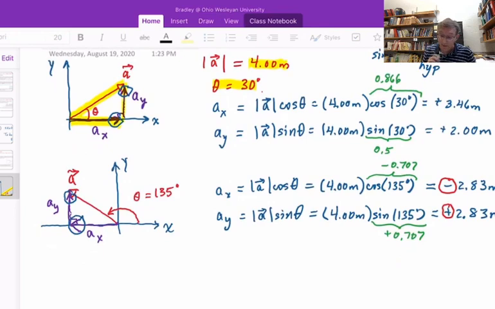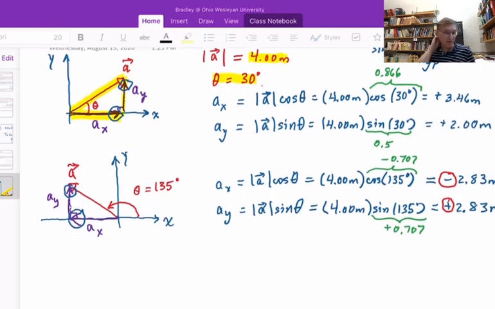In fact, it's the way I'm going to do most often, but I want you to be aware of the first way I just showed you. What if you have a situation where the vector doesn't lie in quadrant 1, quadrant 2, 3, or 4? We have quadrant 2.